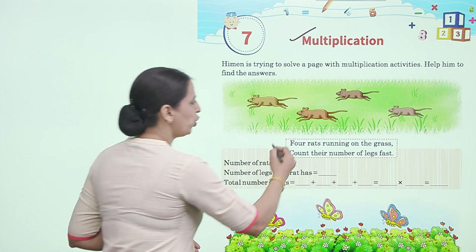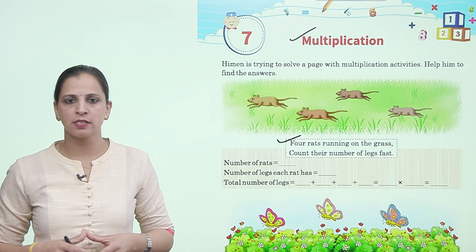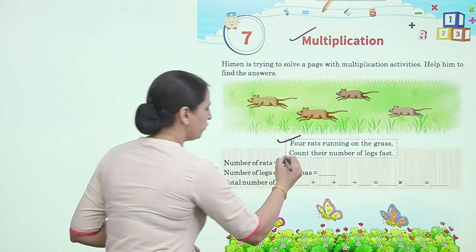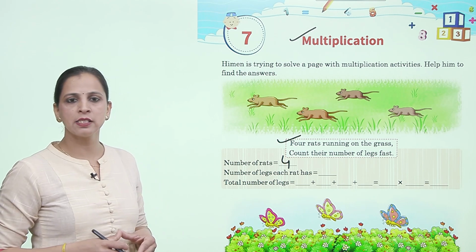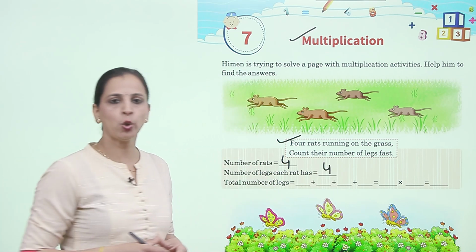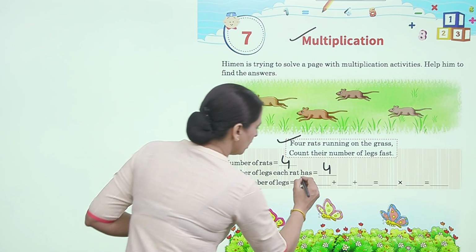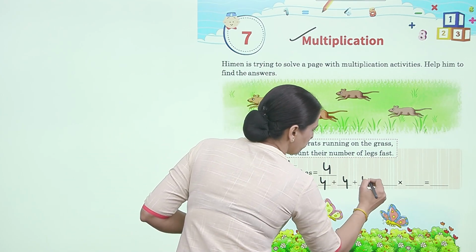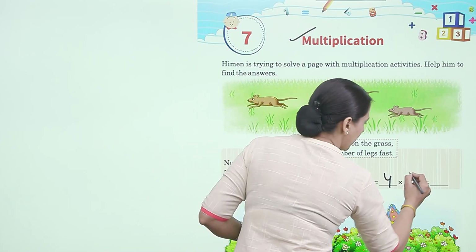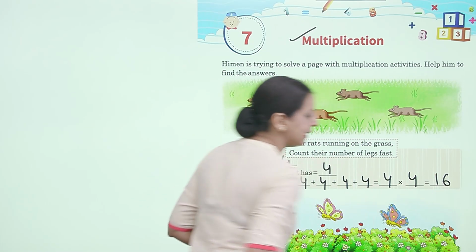Now, 4 rats running on the grass. Count their number of legs. Number of rats are 4. Number of legs each rat has 4. So, total number of legs is 4 plus 4 plus 4 plus 4. That is 4 times 4. 4 4s are 16 legs.